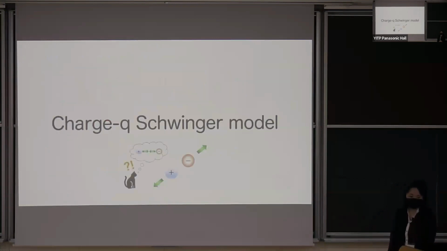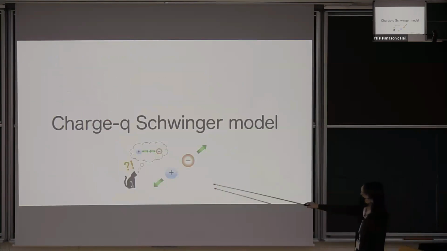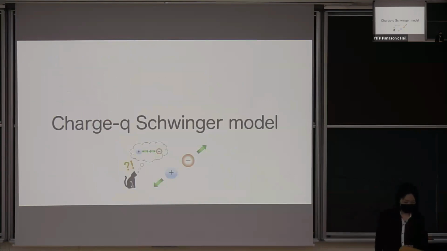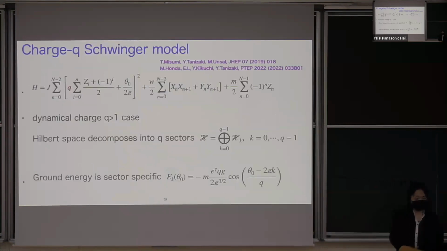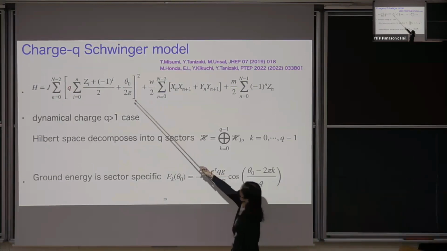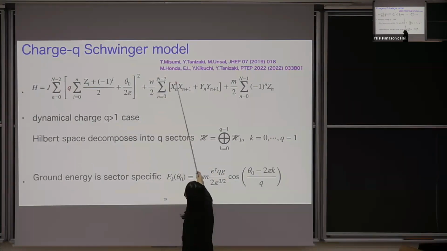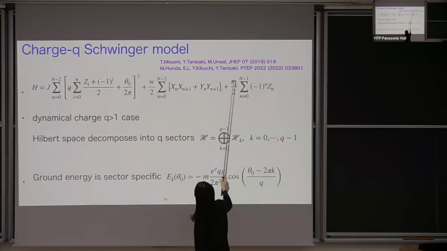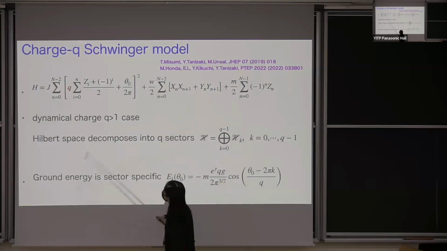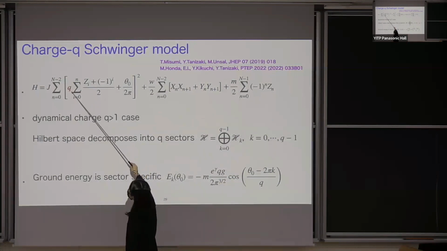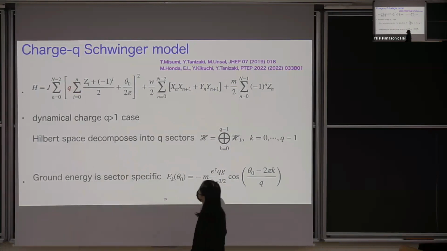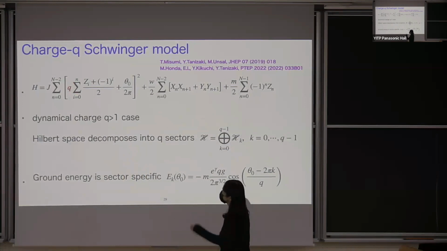Okay. So let me show you our result for the extended Schwinger model, and this explains the Schrödinger's cat. Here we extend the Schwinger model to the charge-Q Schwinger model, given by Misumi-san, Tanizaki-san, and Mithat Ünsal three years ago. The modification is just putting the Q in this term. However, this charge-Q Schwinger model has an interesting behavior.